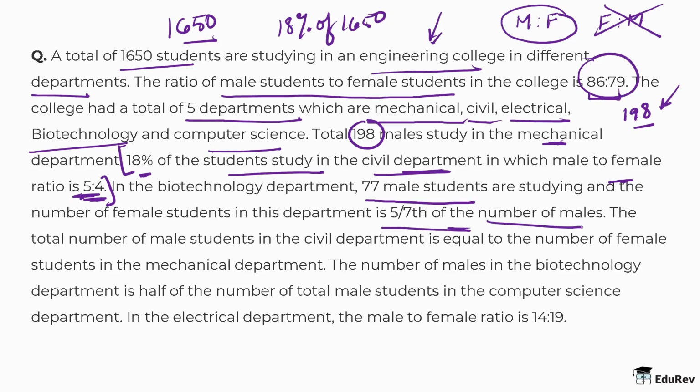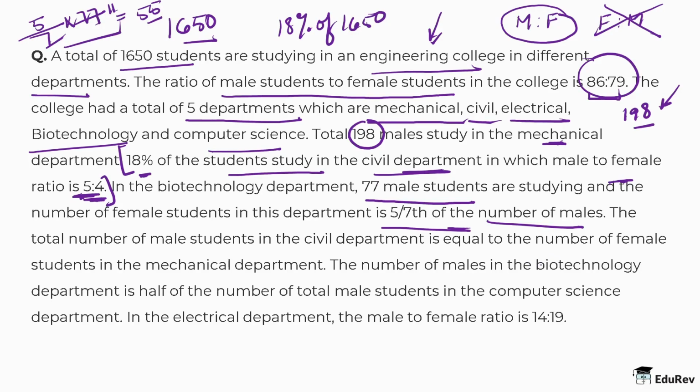5/7 of the number of males. That is 5/7 of 77. So this is the amount of female students. If you just calculate it, it will be 5 times 11, that is 55 female students. Okay. So 77 males are studying in your biotech department, whereas 55 females are studying in your biotech department itself.